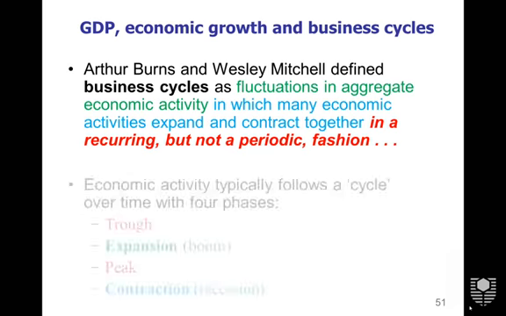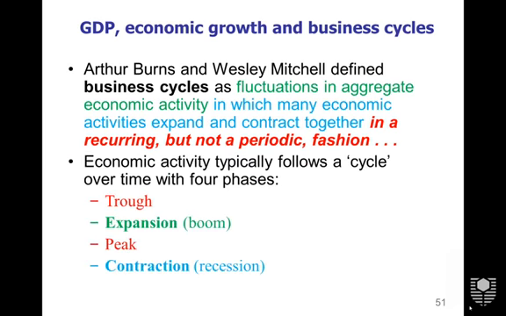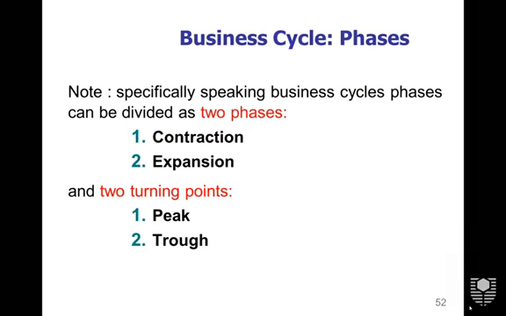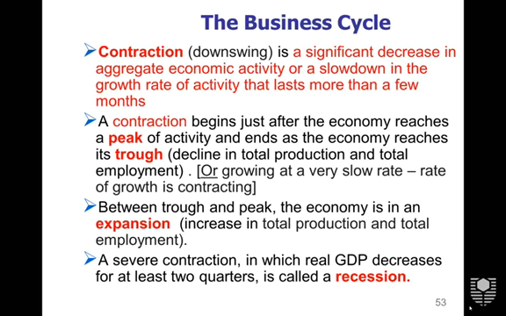They are random. There are four phases of business cycle: trough, expansion, peak, and contraction. So basically two phases and two turning points: contraction and expansion. Contraction we can also call it recession, and expansion we can call it recovery or boom. And two turning points are peak and trough.